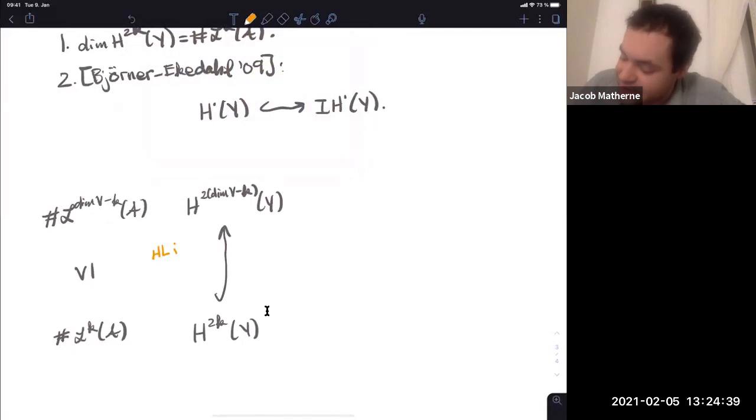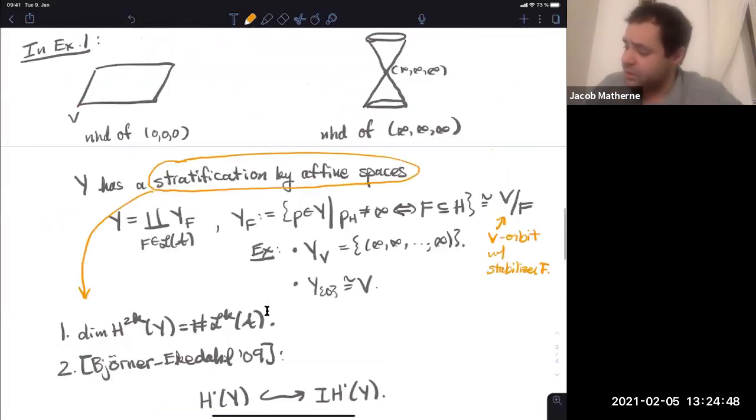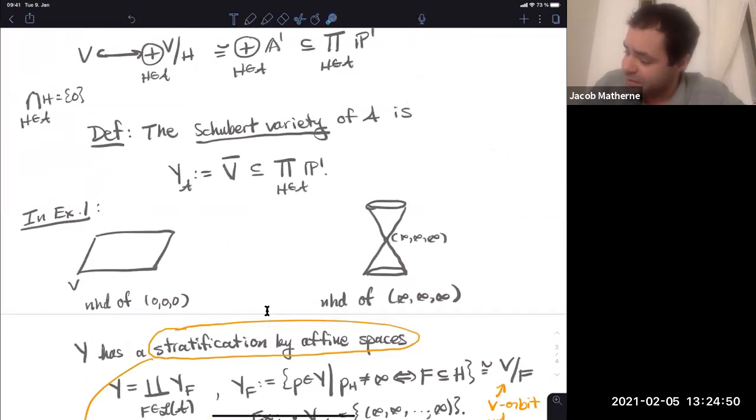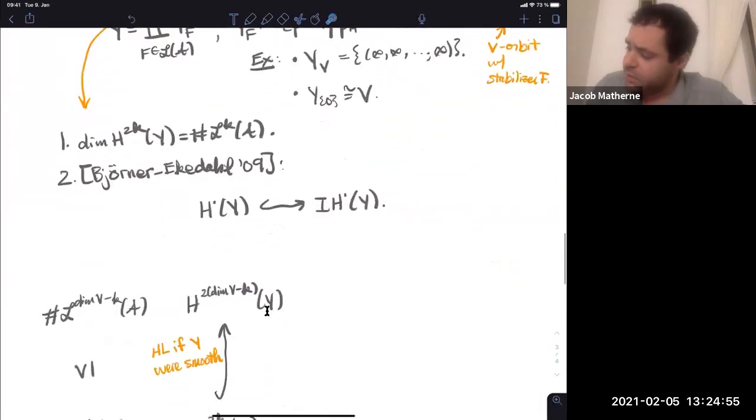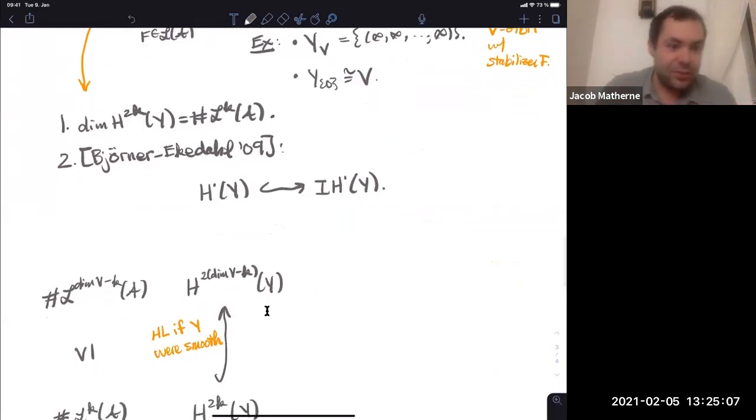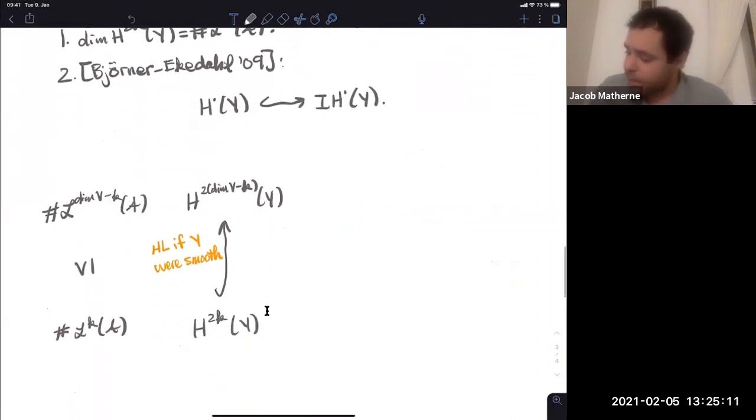This is called the Hard Lefschetz theorem, if Y were a smooth projective variety. But it's not. I sort of showed you here, at least in this example already, it's singular. Okay, so that's why we're going to make use of this intersection cohomology here. Intersection cohomology satisfies a lot of the same properties that singular cohomology does, but for singular varieties instead of smooth ones. Okay.